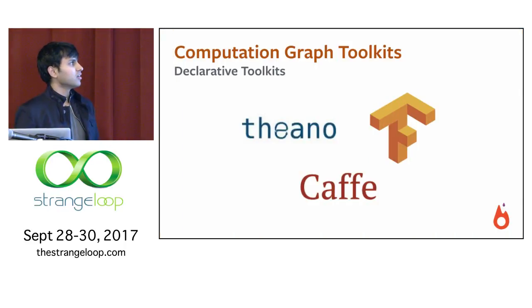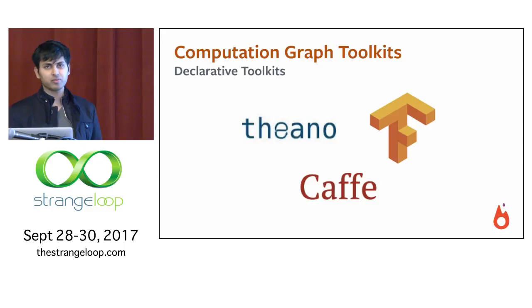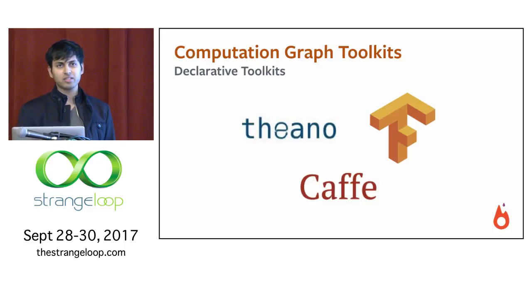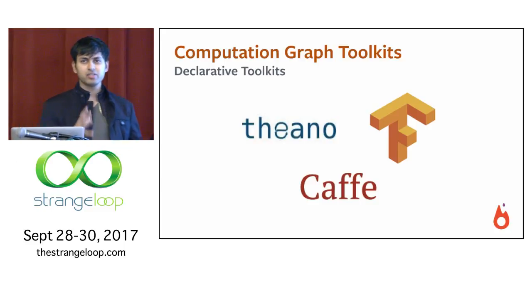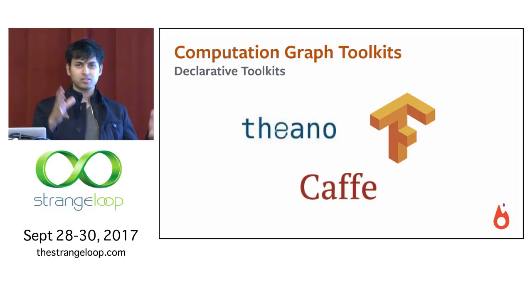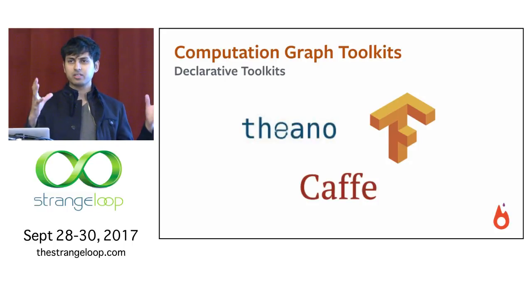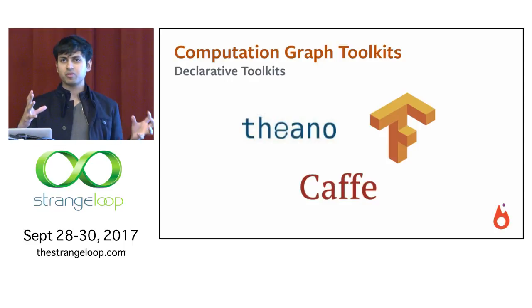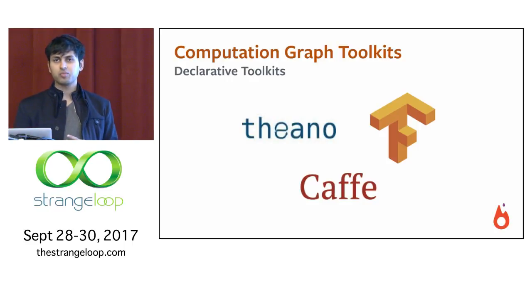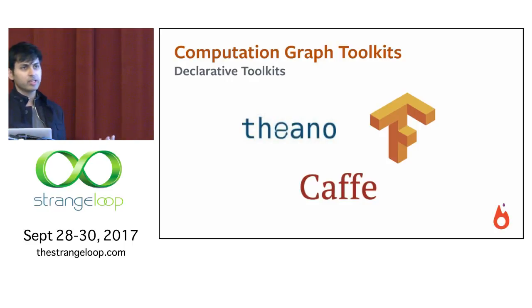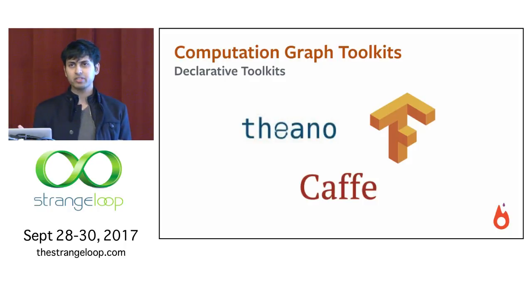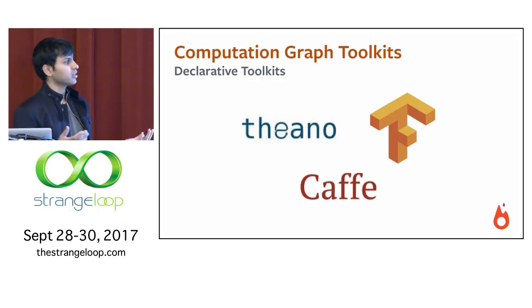And so all the neural network frameworks are what you call computation graph toolkits. You just define a graph of computation, which might be a neural network, and then you give inputs, and then you give the graph, and you say compute this graph with these input variables, and then you get an output. And there are two kinds of typical computation graph toolkits. One is declarative toolkits. Some of the popular ones on the declarative side are Theano or TensorFlow.